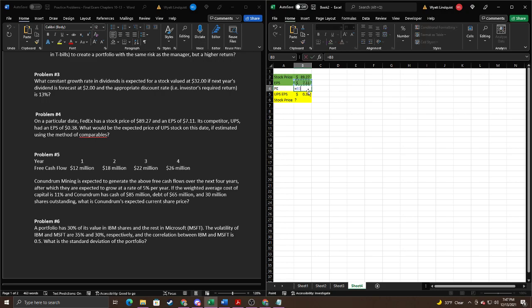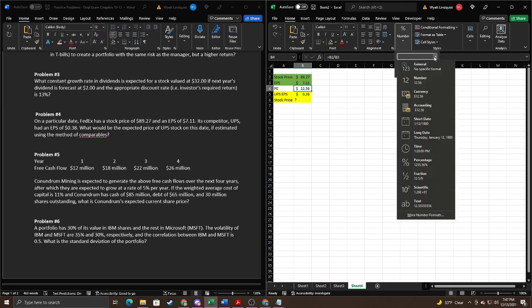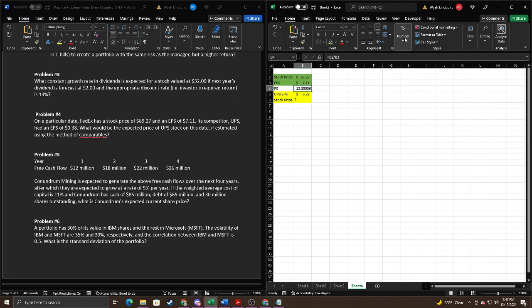So we're going to do the price divided by the earnings. And there we go. We get that the PE ratio, and actually it's just a ratio, so it's just a general number, of 12.55, it seems repeating. So what this means is that the price of FedEx stock trades at 12.5 repeating times what its earnings are every year.